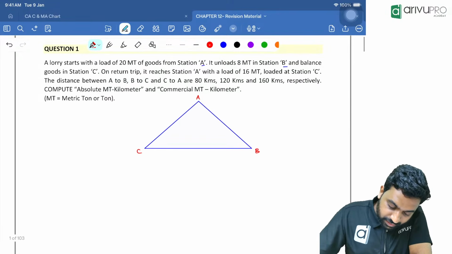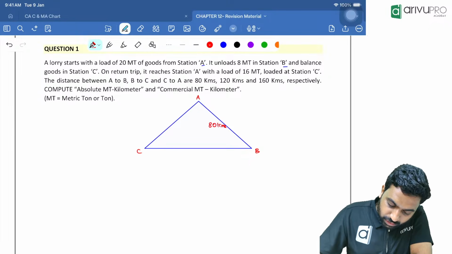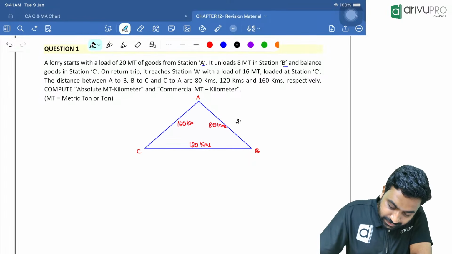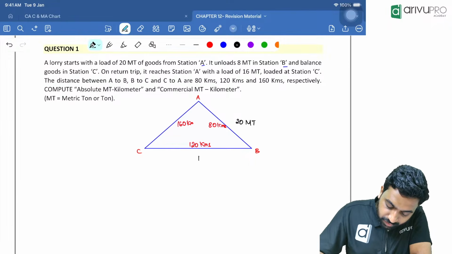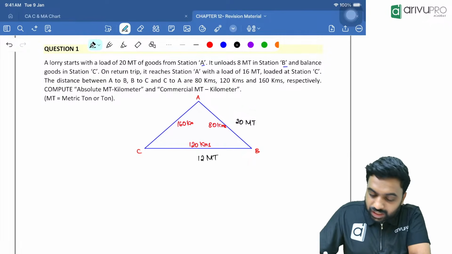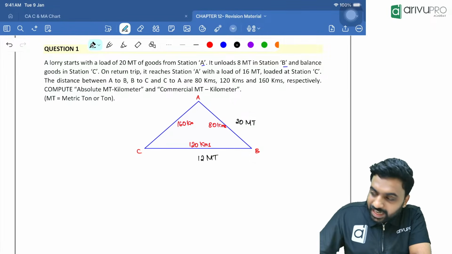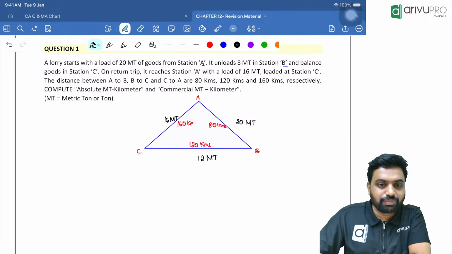A to B, there is 80 kilometers distance. B to C, it is 120 kilometers. C to A, it is 160 kilometers. A to B, we are carrying 20 metric tons. B to C, we are carrying 12 metric tons because 8 got unloaded. Out of 20, 8 got unloaded, nothing was loaded. So we are carrying 12 metric ton. And C to A, we are carrying 16 metric ton.